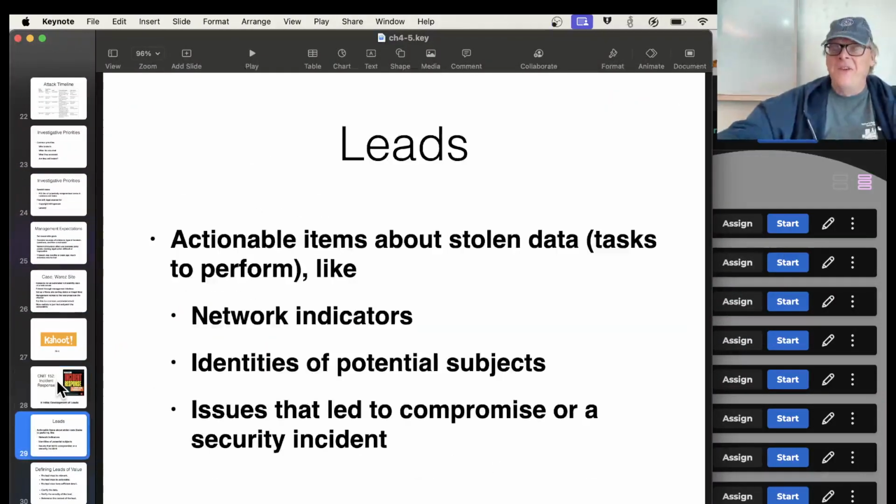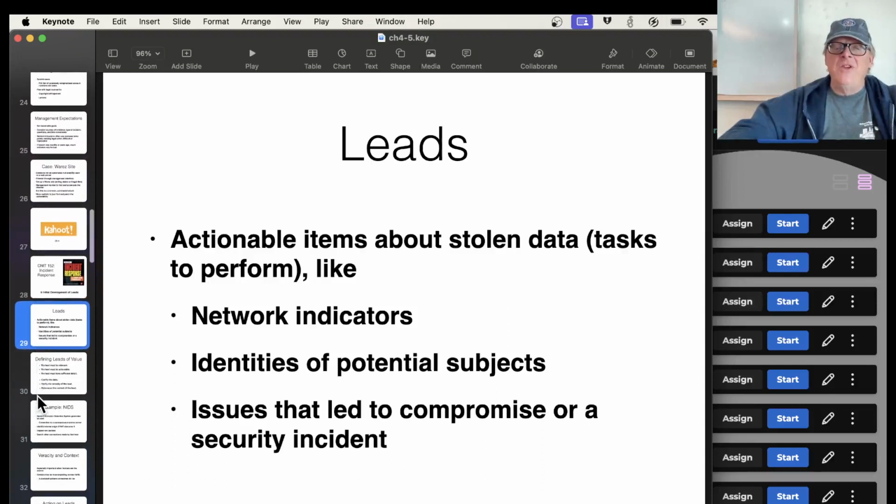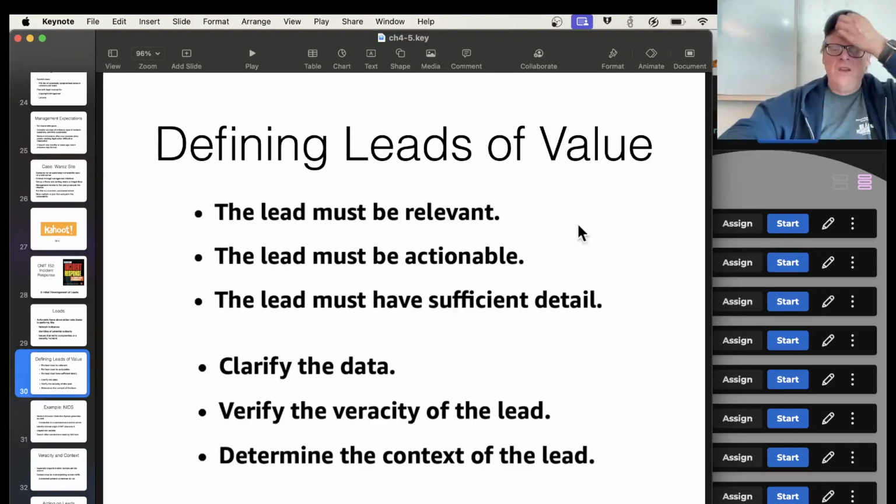developing leads. So leads are actionable items. You learn some information that you can use to guide your further investigation, just like every cop show. And so like a network indicator, like a domain name or identity of a person or something about an issue, some information that helps you search for more information. So you need relevant, actionable, and sufficiently detailed information that guides you.